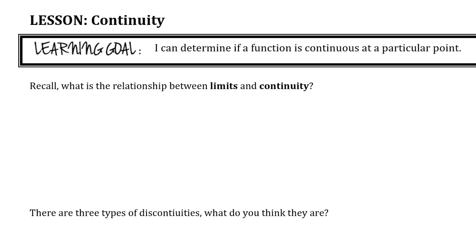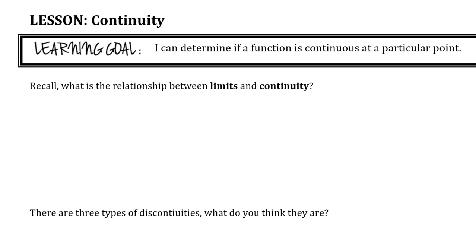Does anybody remember, in your own words, what makes a function continuous at a particular point, or how is continuity of a function related to limits? If we think about the examples of limits from the second day of the course. Yisha? Close. That if the left-hand limit equals the right-hand limit, then the limit exists. Ibrahim? The limit and the y value of the function are the same value.